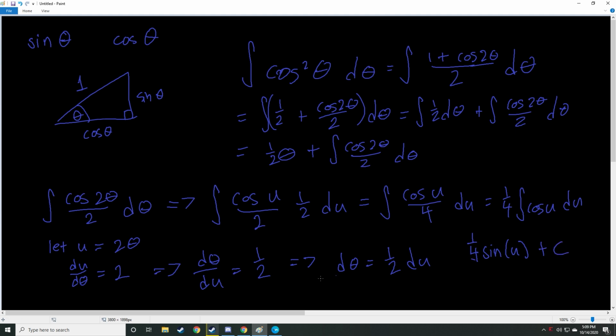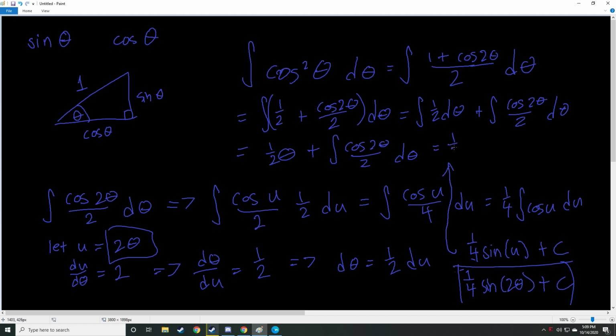And let's go ahead and sub in. We know that u is equal to 2 theta, so it's going to be 1/4 sine of 2 theta plus c. So now this is our answer to the second integral. We'll go ahead and plug that in up here, so this is equal to the answer of our first integral plus 1/4 sine of 2 theta plus c.